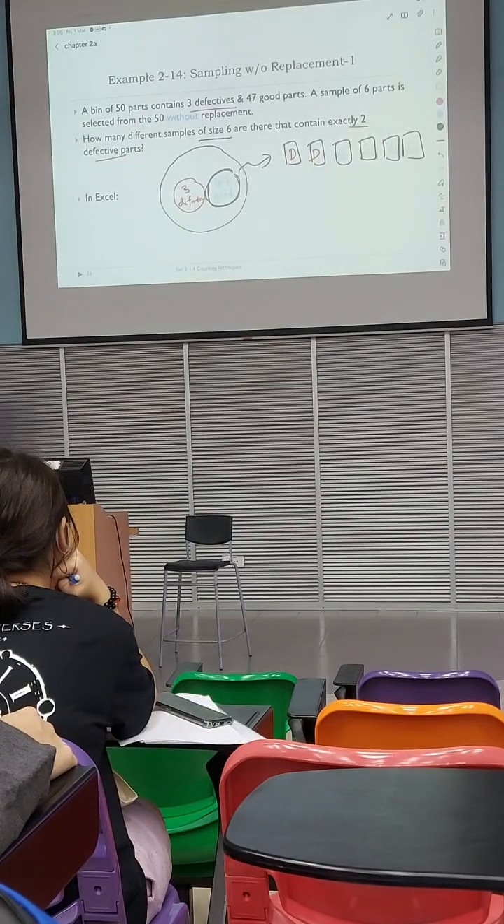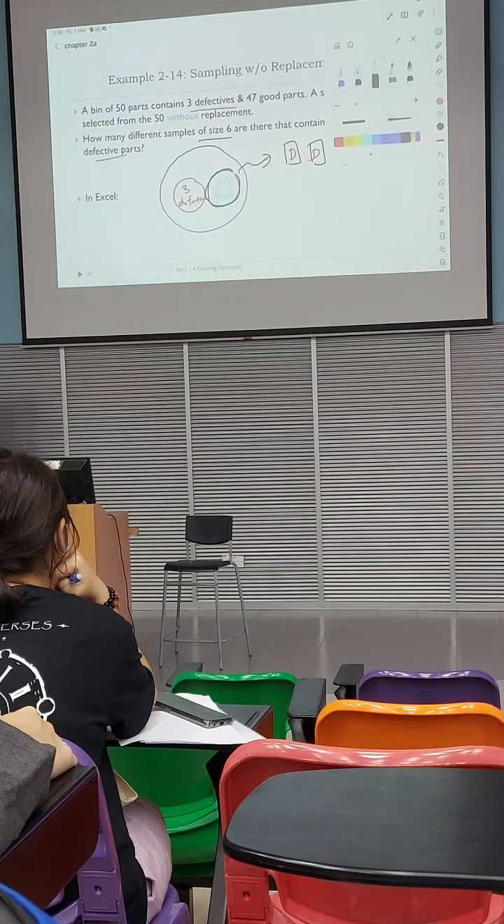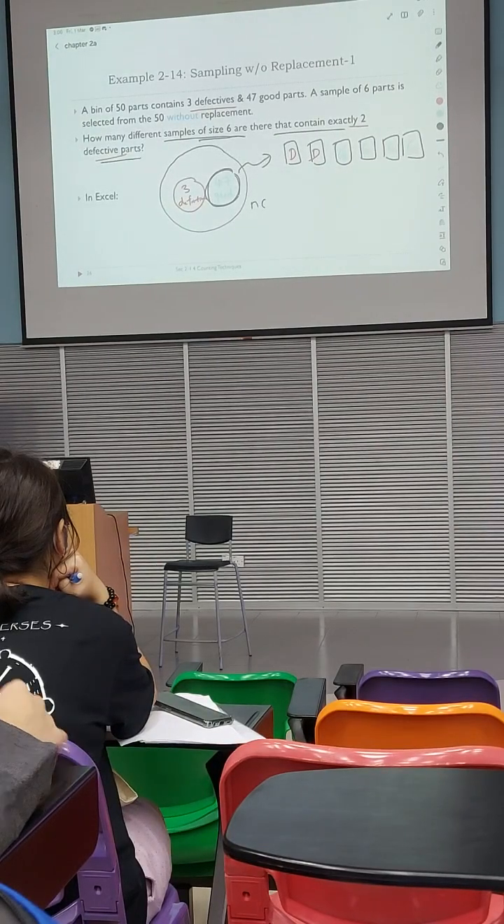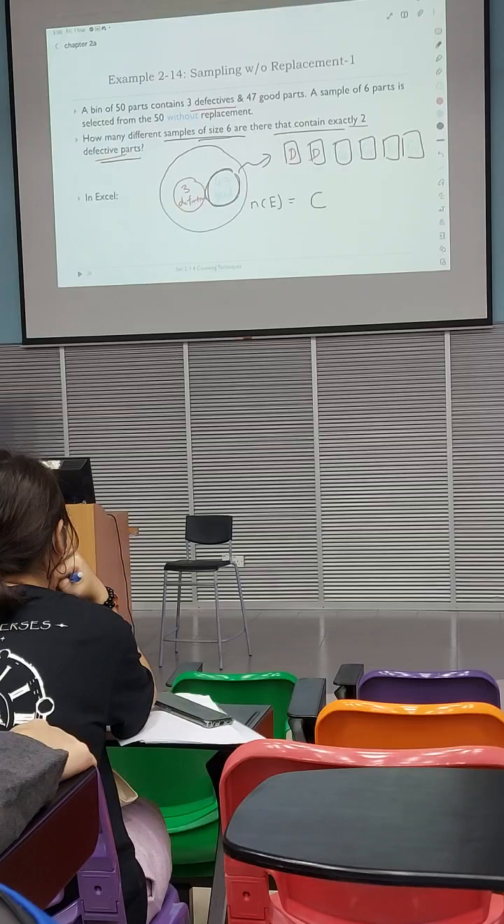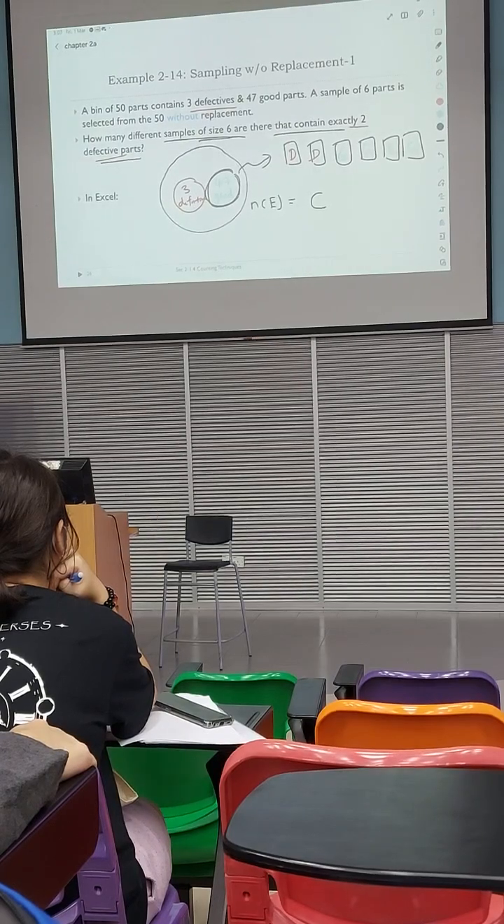How many different ways are there to fulfill this criteria? In this case we use combination. We want to calculate how many different samples of size 6 contain exactly 2 defective. We need to count the number of this event. I will use combination because this question did not mention the order.